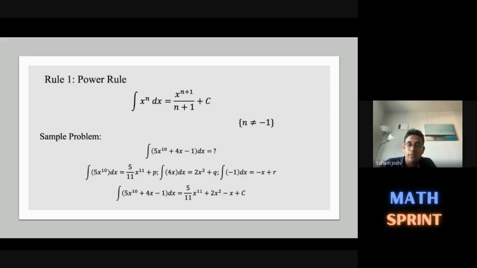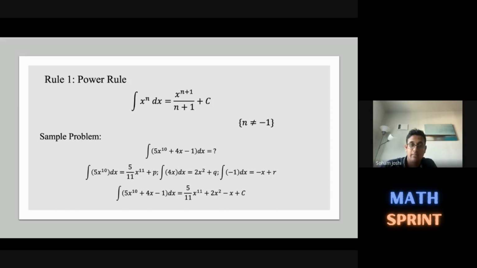All right, so let's move on to some more important rules. The first one can be called the power rule. When you're integrating a function consisting of the nth power of x, you get x to the power of n plus 1 divided by n plus 1 plus c. Again, remember, you have to add the constant of integration at the end always. So let's do a sample problem. You need to integrate 5x to the power of 10 plus 4x minus 1.